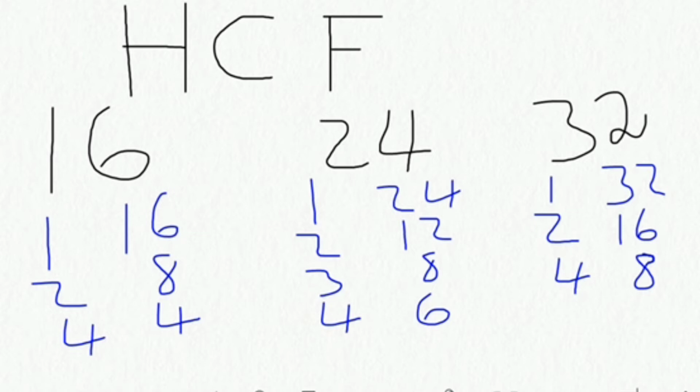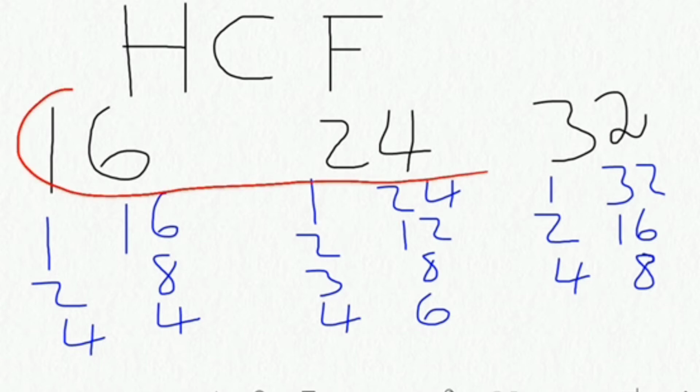What about 4? 4 is here. It's a factor of 16. It's a factor of 24. And it's also a factor of 32. Yes, 4 is a common factor of 16, 24, and 32.